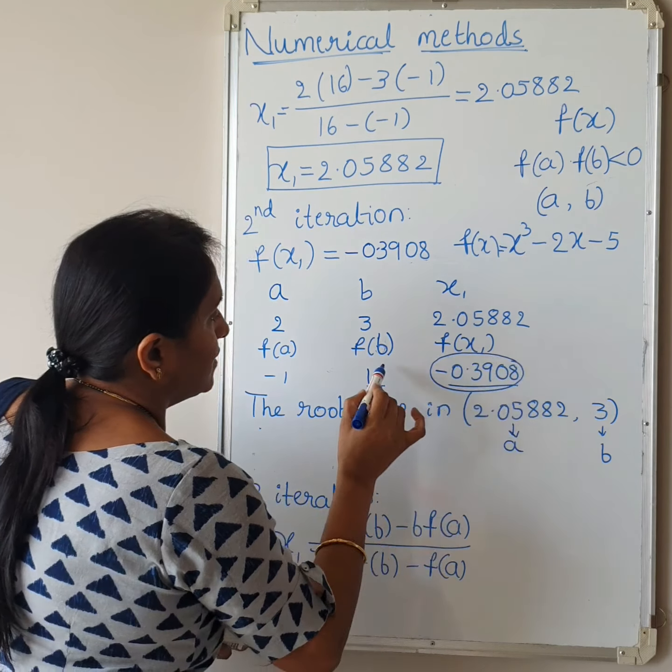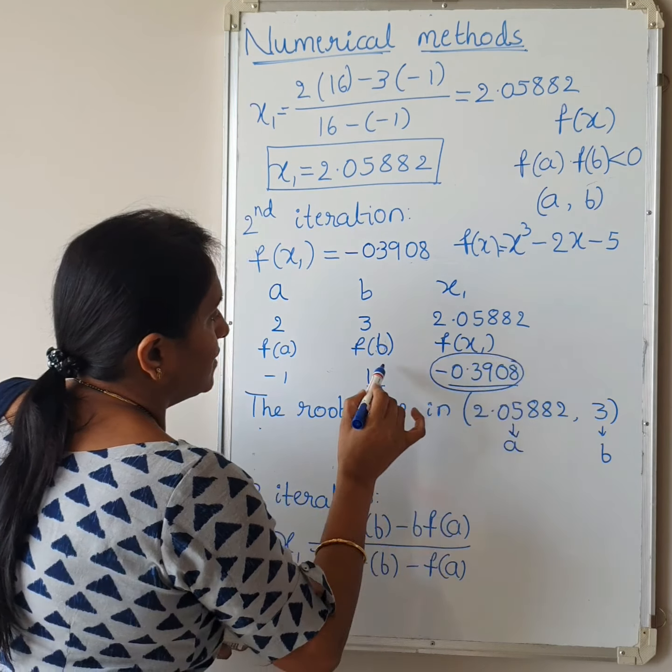If base is not given, or if base is given as e, you have to take ln. This is very important. If log to the base 10 is there and you calculate by taking ln, then definitely the problem will be wrong. Please remember that log and ln, that is the difference. So again, by using Regula Falsi we have to solve this problem, or find the root of this equation.